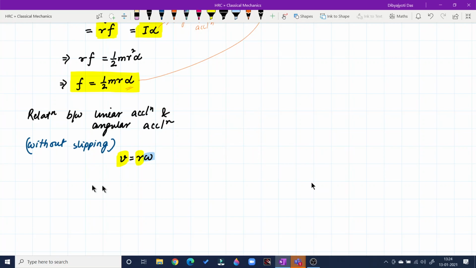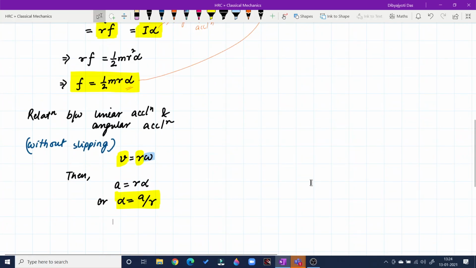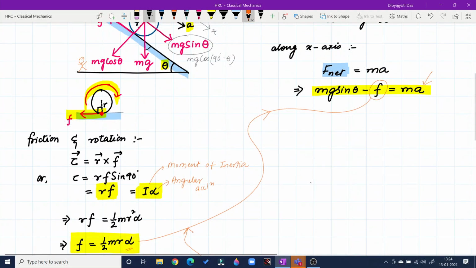Now if you do a time derivative, then automatically you end up getting what? Acceleration is equal to R alpha, or alpha is equal to A upon R. ठीक है. So this is the condition that we have. So let us put all of these values here, and then we will put it back here in this original equation.